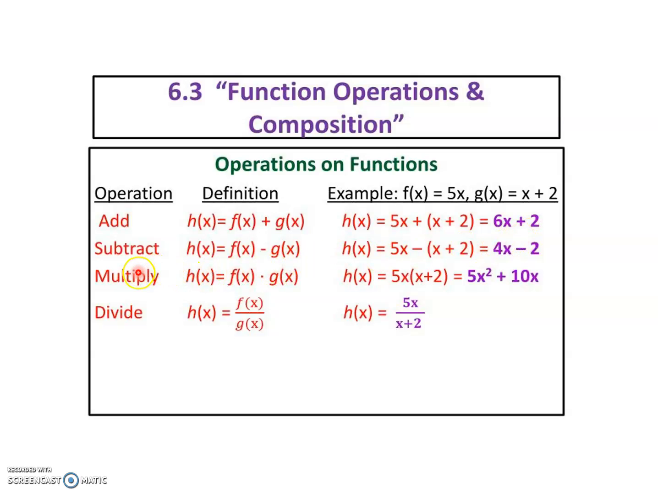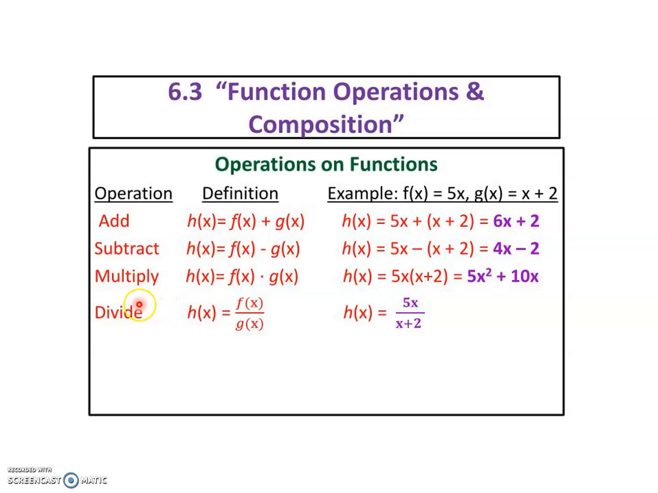Now we have to take the subtraction. h of x is equal to f of x minus g of x. So h of x is equal to 5x minus, x plus 2, that is minus x minus 2. 5x minus x is 4x, and minus 2 remains the same.